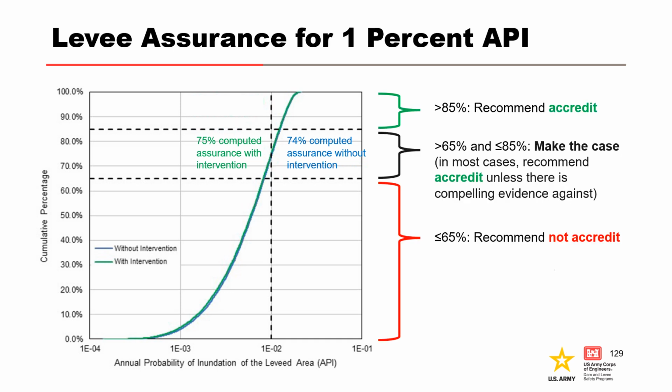The U.S. Army Corps of Engineers assurance criteria is summarized on this slide. If the assurance for 1% API is 85% or greater, the Corps will recommend accreditation. If the assurance for 1% API is between 65% and 85%, the recommendation will likely be to accredit unless there is compelling evidence against. If the assurance for 1% API is less than 65%, the recommendation will be to not accredit.